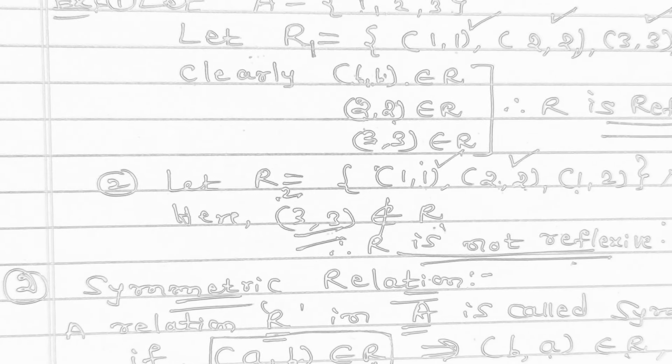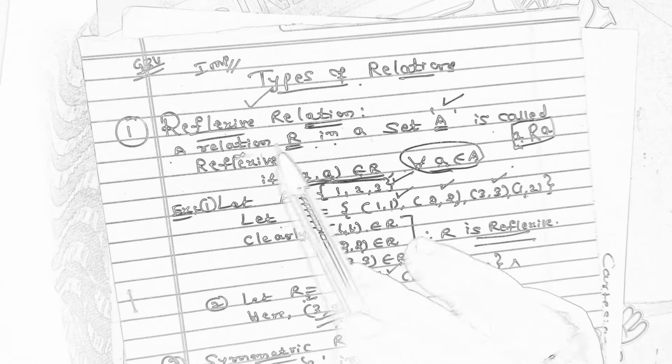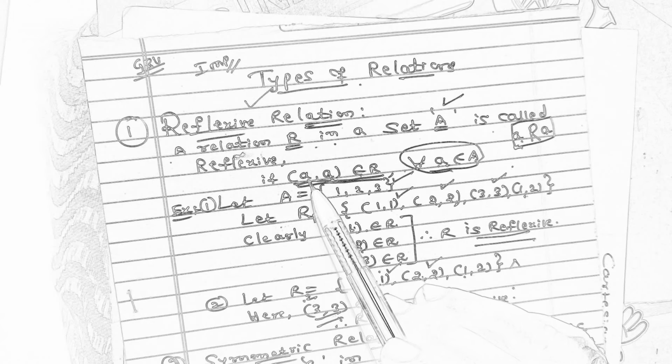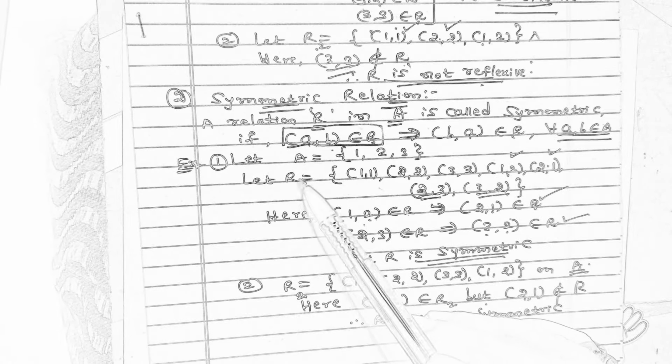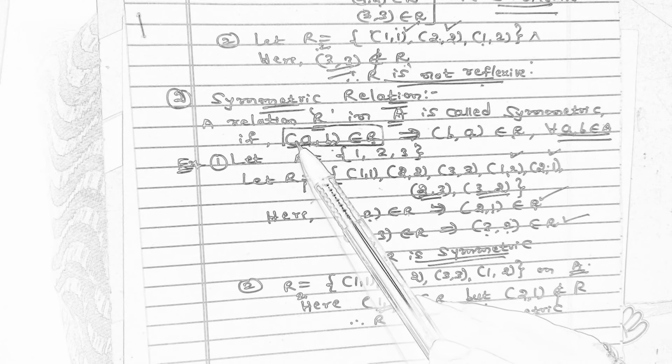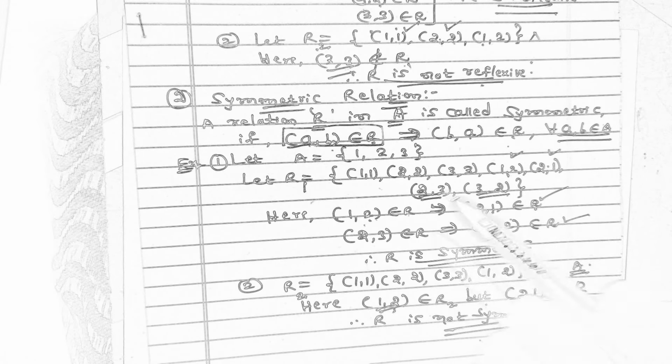So you have to remember only two things, very simple definitions. Reflexive relation means every element is related to itself. We write this mathematically: A comma A belongs to R, for all A belongs to A. Symmetric means if we have a pair A comma B belongs to R, then we should be having B comma A belongs to R. You can take your own examples, very simple examples I have considered here. I have taken only 1 2 3. You can vary the number of elements here.